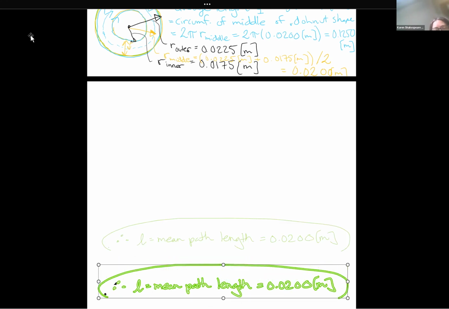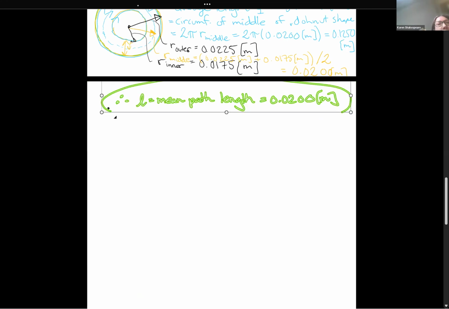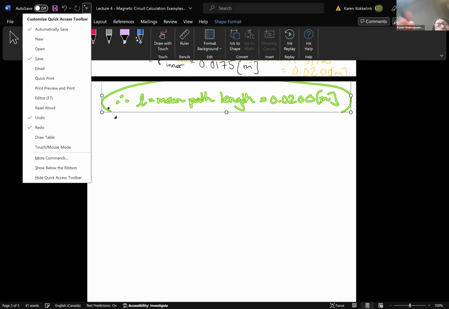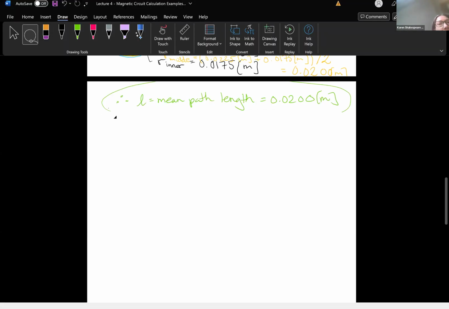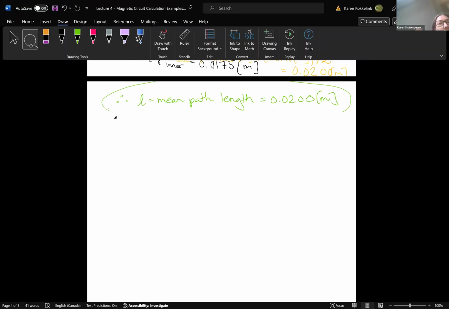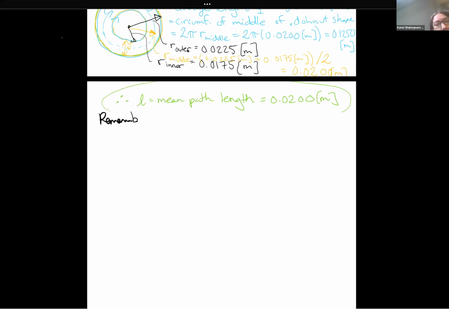Let's put this mean path length where it ought to be. And let's remind ourselves of what we're looking for in this question. We are finding reluctance, and it is equal to 1 over permeability times length over area. We have 1, we have permeability, we have length, we need to find area. So let's find area.